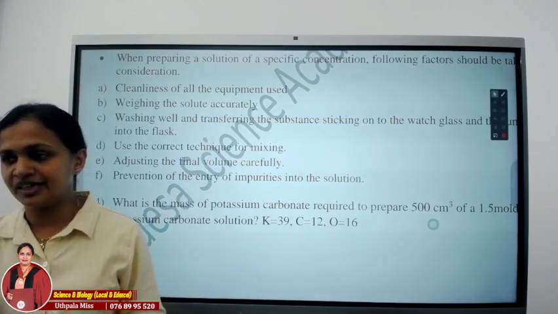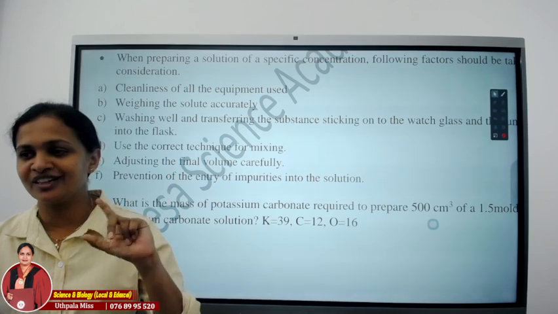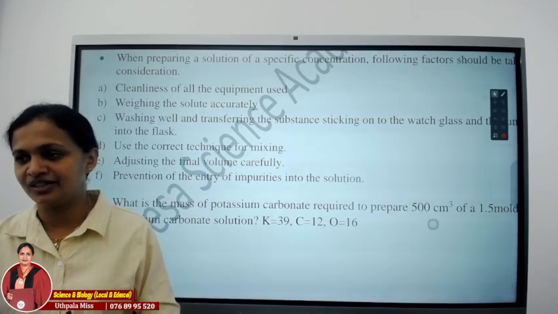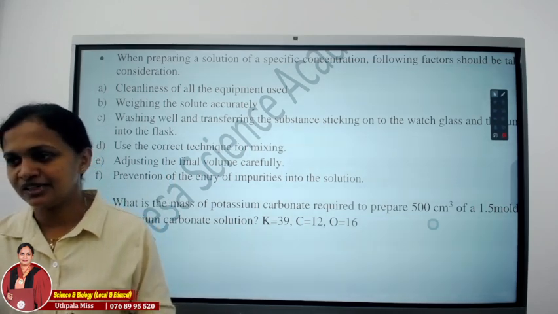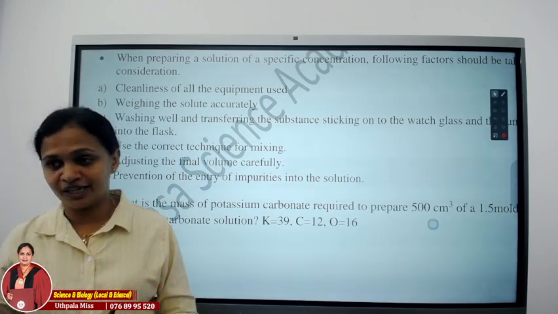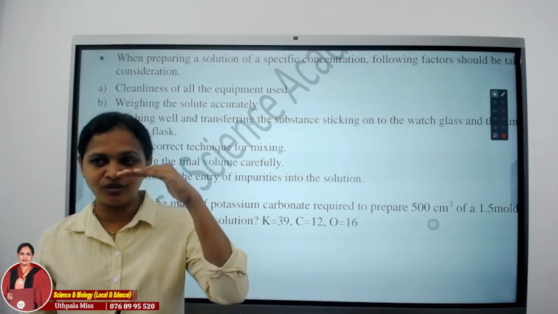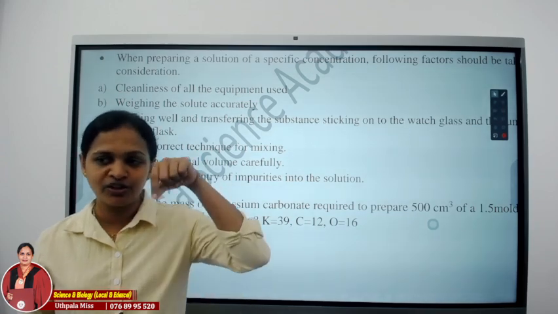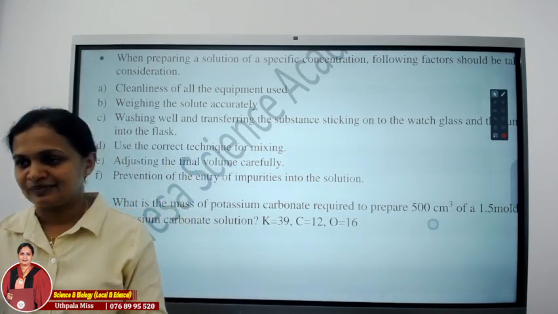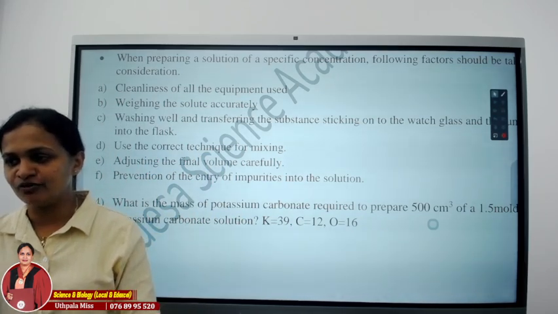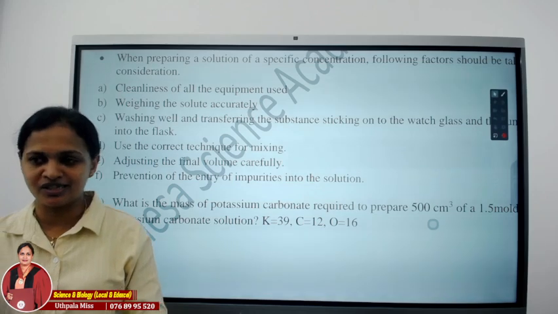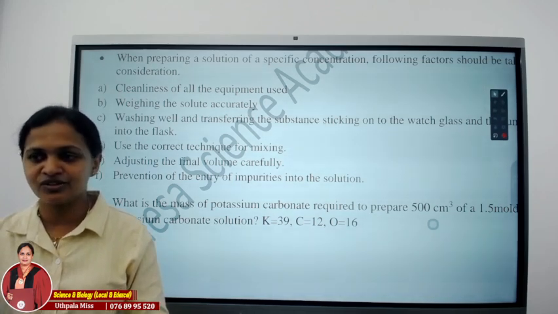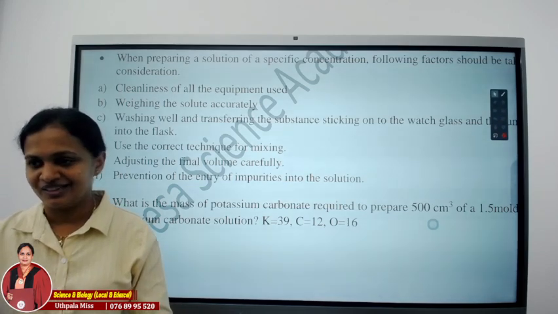Use the correct technique for mixing. I told you the correct technique. It was not shown even in the video. Adjusting the final volume accurately. You have to keep the lower meniscus at your eye level and top up, drop by drop. Prevention of entry of impurities into the solution. That is why we are not inserting even a glass rod to dissolve the substances.